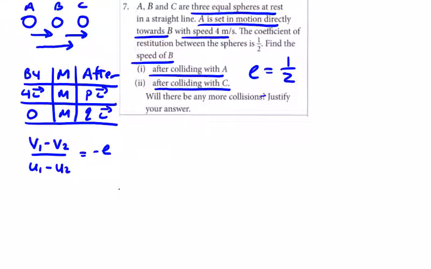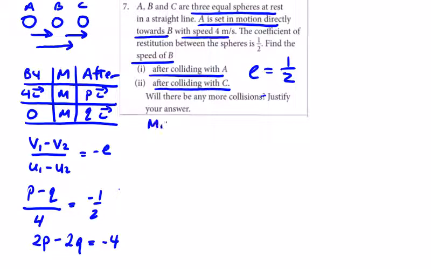So V1 minus V2, P minus Q, over U1 minus U2, which is 4 minus 0, is equal to minus 1 over 2. So we get 2P minus 2Q equals minus 4, which we can divide by 2. Let's just leave it for a minute and write out our other formula.